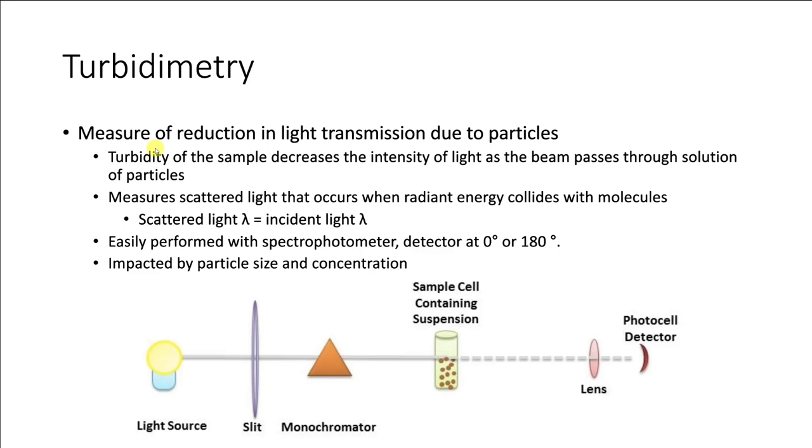Turbidimetry is the measure of how turbid something is, or the measurement of the reduction of light due to the amount of particles suspended in a liquid. So as something gets more turbid or more opaque, that will decrease the intensity of light as the beam passes through the solution. This measures the scattered light that passes through as the light bounces around with these molecules. Remember that for this one, scattered light is always equal to the incident light, or the light that hits it.